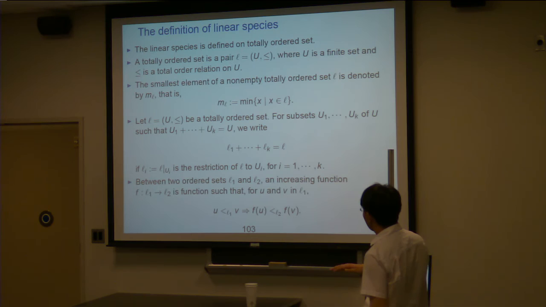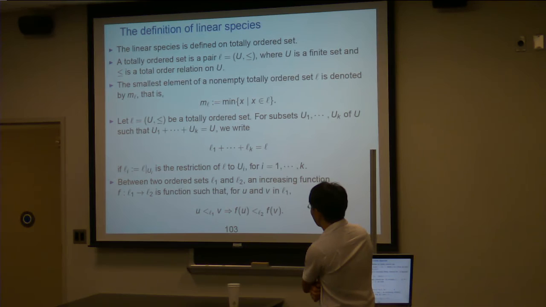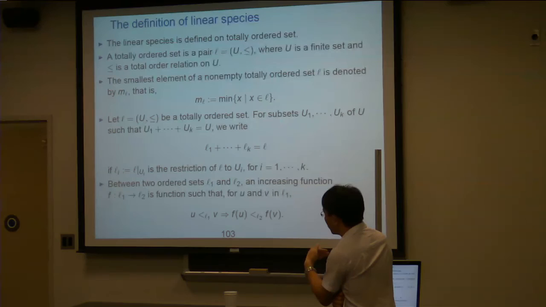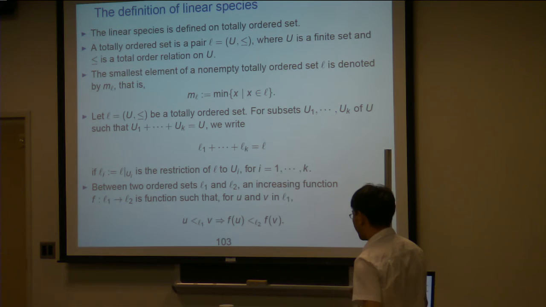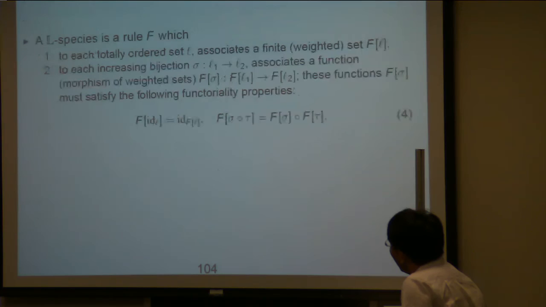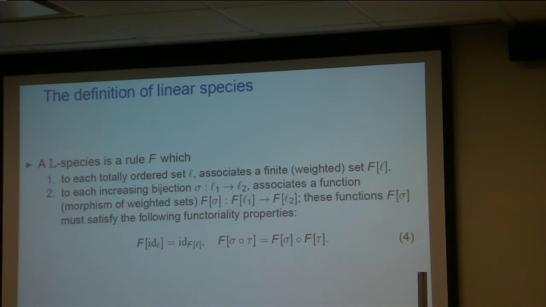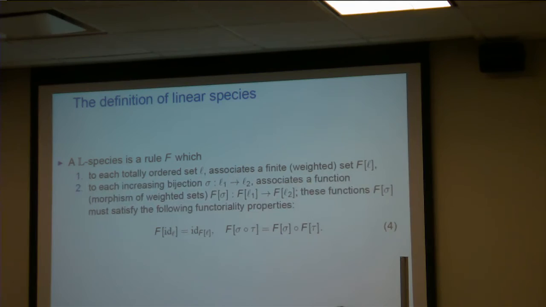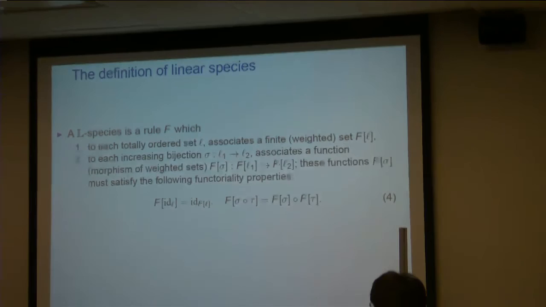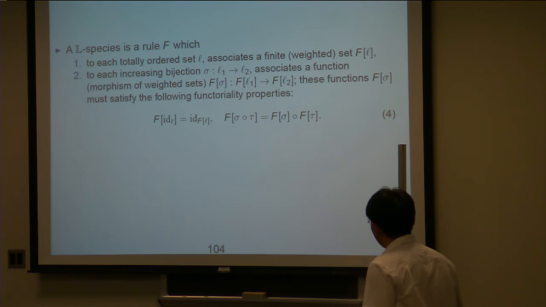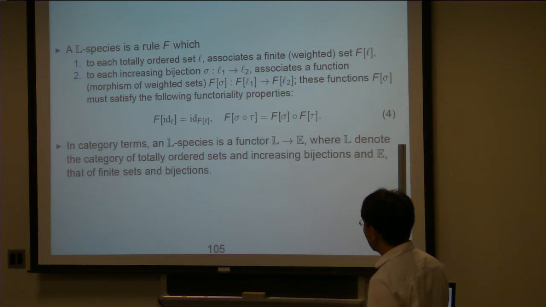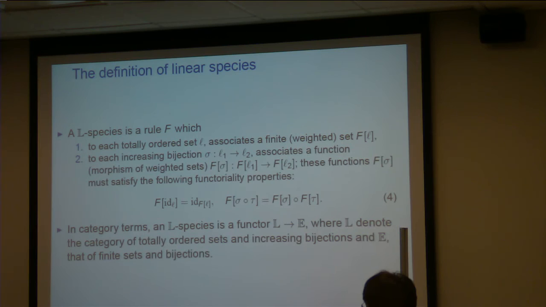So in the ordered sense, we need an increasing bijection. An increasing function f from L1 to L2 is a function preserving the orders. So a linear species F is a rule: for each finite totally ordered set L, produce a finite set F[L], and for each increasing bijection produce a function, which is indeed a bijection, and satisfy some properties. So in category terms, it is a functor from the category of totally ordered sets to the category of finite sets.